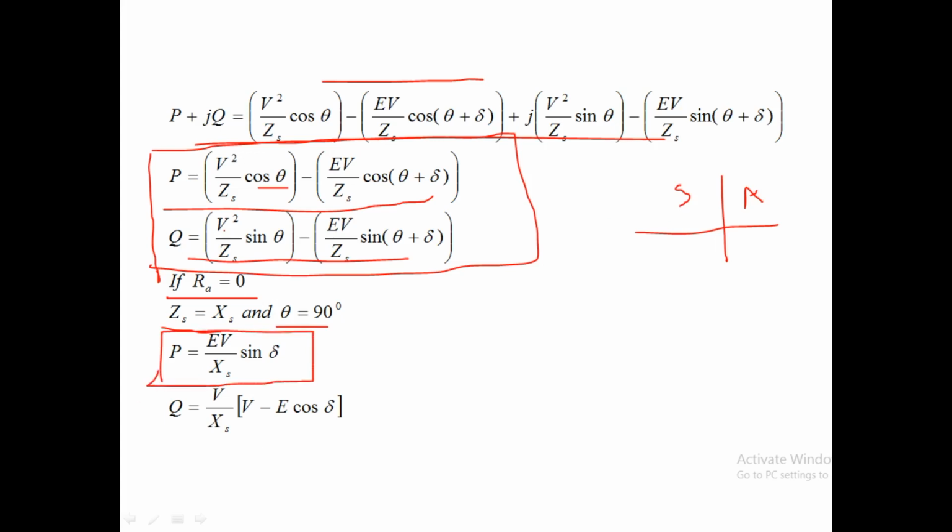What about Q? Q equal to V square by XS into sine 90, which is 1, minus EV by XS into sine of 90 plus delta, which is cos delta. So totally it will become Q equal to V by XS into V minus E cos delta. So these are the two simplified equations. These are from the exact equations; if you take RA equal to 0 and theta equal to 90 degrees in those equations, we will get these.